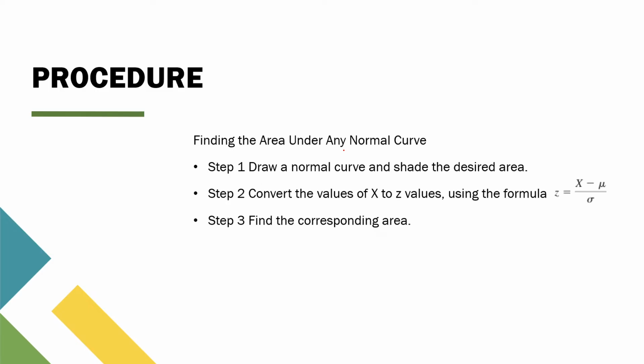So procedure for finding the area under any normal curve. Step 1, draw a normal curve and shade the desired area. Step 2, convert the values of x to z values using the formula x minus mu over the standard deviation, and find the corresponding area. So these are the steps that we need to follow for application of normal distribution, or finding the area under any normal curve.